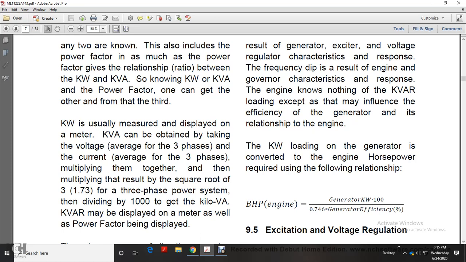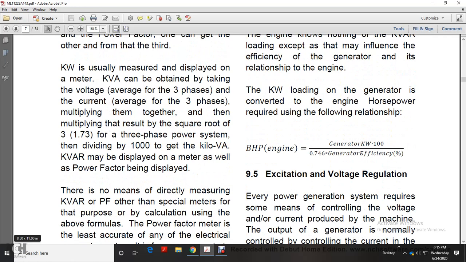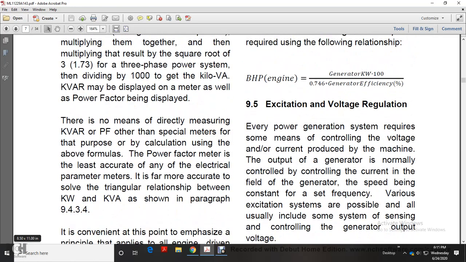Kilowatts are usually measured by the displacement of the meter. Kilovolt amperes can be obtained by taking the voltage average of the three phases and the current average of the three phases, multiplying them together, then multiplying the result by the square root of 3, or 1.73 for a three-phase power system, and dividing by 1,000 to get kilovolt amperes. The kilovolt amp reactive may be displayed on the meter, as well as the power factor. There is no need for direct measuring of kilovolt amp reactive or power factor other than special meters for the purpose of calculation using the above formula. The power factor meter is the least accurate of any of the electrical parameters, so it is far more accurate to solve the triangular relation between the kilowatt and kilovolt ampere, as shown in paragraph 4.